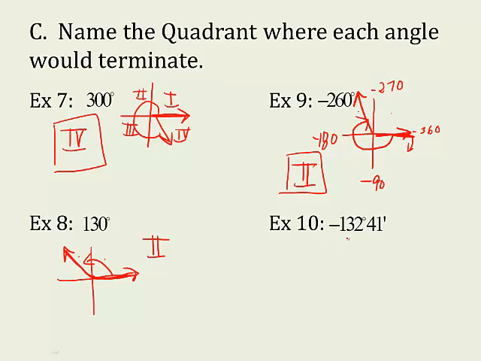Example 10, look at this. Negative 132 degrees and 41 minutes. Now, 41 minutes doesn't really matter, so you can ignore that. Focus on just the negative 132. Again, negative angles mean I'm going to go clockwise. So I have negative 90, negative 180, and that's all I really need to know. I always start here, and I'm going to go clockwise. It's less than negative 90, but more than negative 180, so it's going to land over here. So that makes it land in quadrant 3.